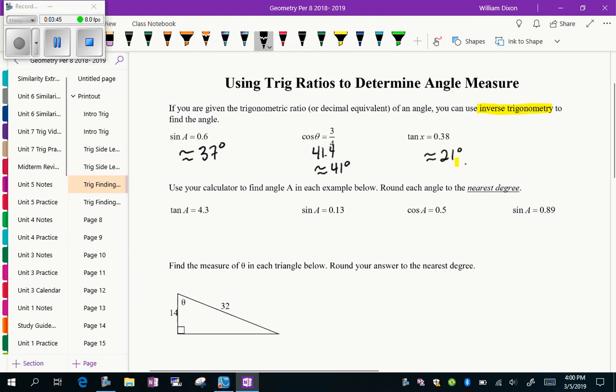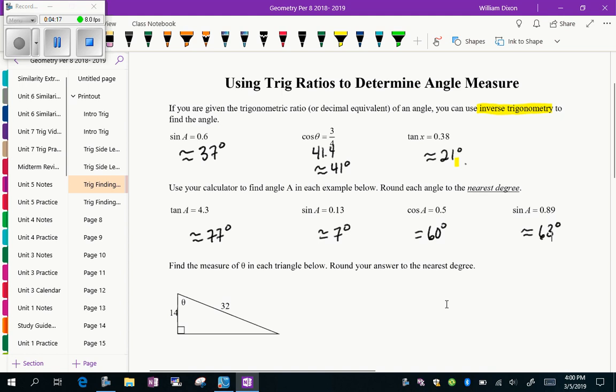You can pause. Okay, the answers you should have gotten are approximately 77 degrees, approximately 7 degrees, 60 degrees, and then for sine A equals 0.89, approximately 63 degrees.